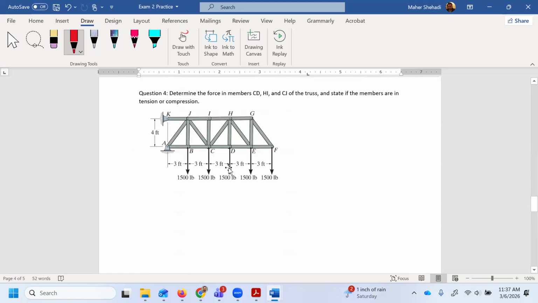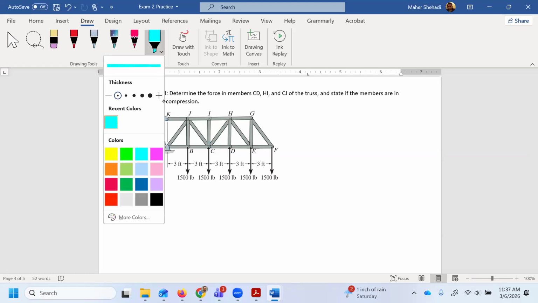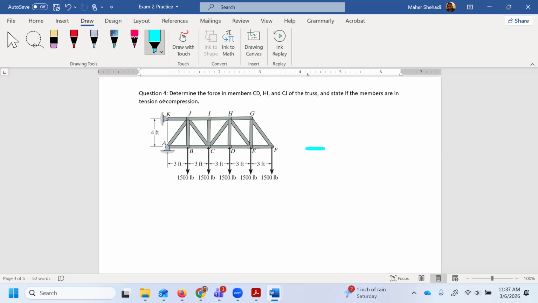All right, the last problem, question 4, we need to find the force in members CD, which is here. Oh, that's too thick. Yeah, it was CD, HI, and CJ here. I need to find the forces.